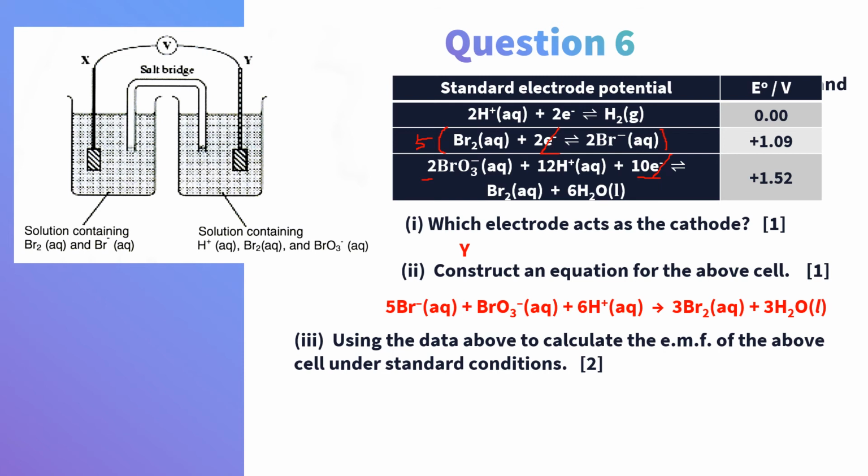So using the data above to calculate the EMF of the cell under standard conditions, use the formula, E cell equals cathode potential minus anode potential. So you have to copy the signs, positive 1.52 minus positive 1.09, remember to write the positive. So the final answer is positive 0.43 volts.